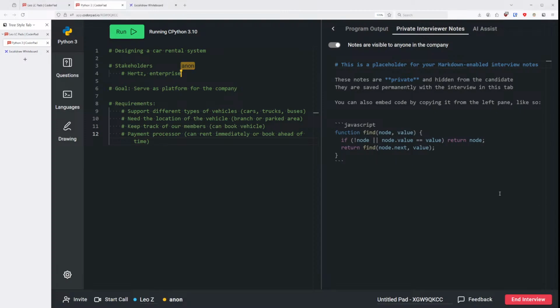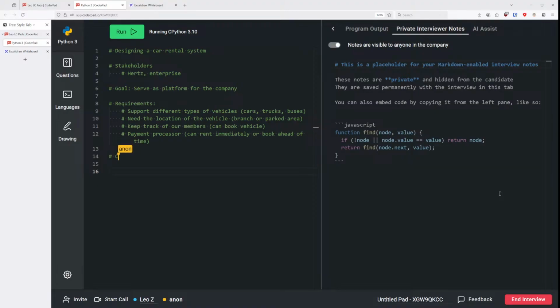And let's see. I guess we can also expect that multiple different... actually, let's see. How should I approach this? I'm also assuming that the customers of these companies that will be using the car rental service have to be a member before they book a vehicle, correct? For book, yes. Okay.